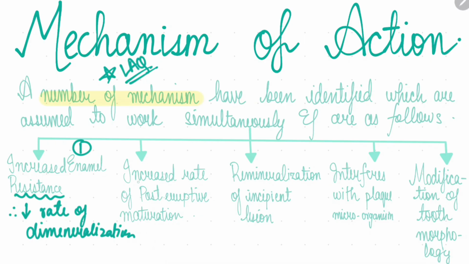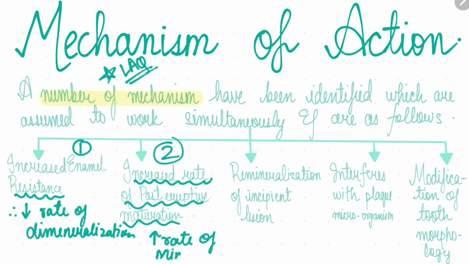Secondly, it increases the rate of post-eruptive maturation. So how does it help? And what does this mean? This means that it increases the rate of mineralization. Okay, once the tooth has erupted, it has to get mineralized, right? It has to get matured. So fluoride increases the rate of mineralization.